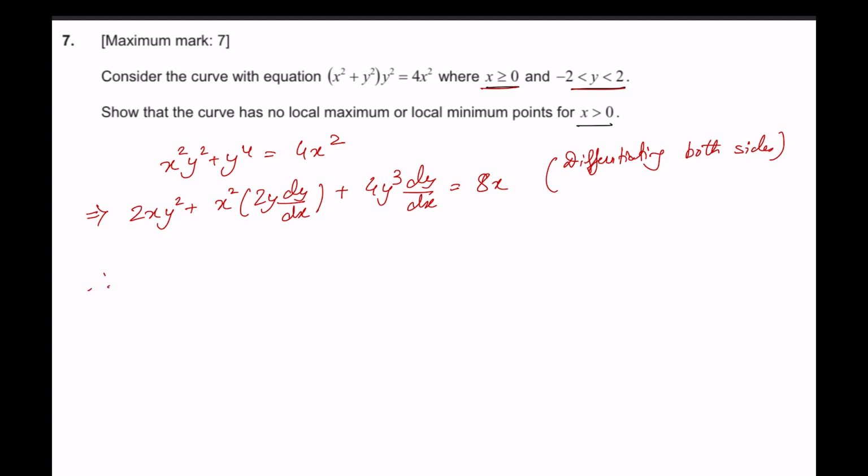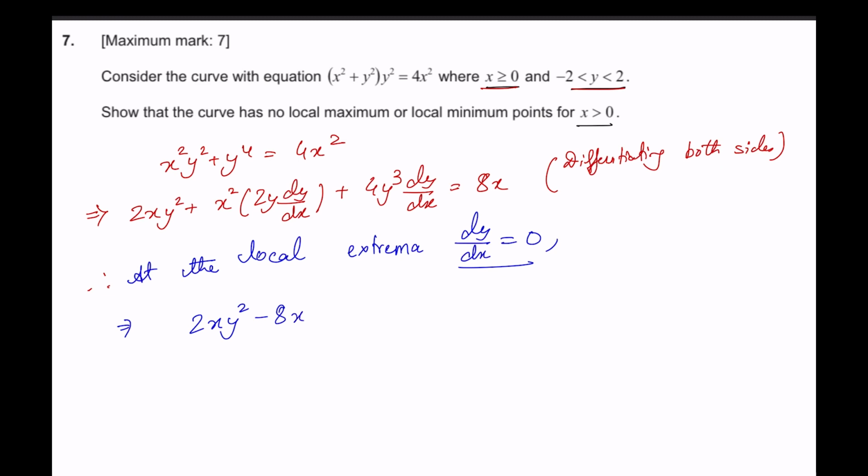Now, if you have a local maxima or local minima, at the local extrema your dy by dx would be equal to 0. That is a critical point. So we can plug this information into this equation and see what we are left with. So 2x y squared minus 8x equals 0. I can take 2x common and I'll get y squared minus 4. So from here, one of the values of x where your dy by dx will be equal to 0 is x equals 0.